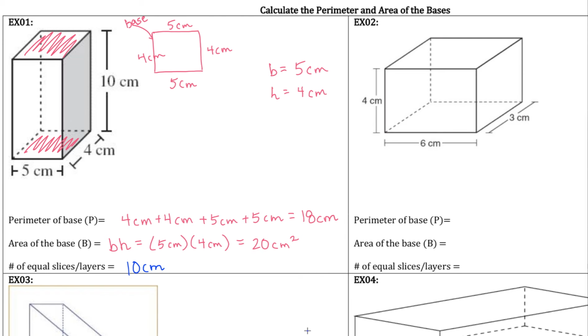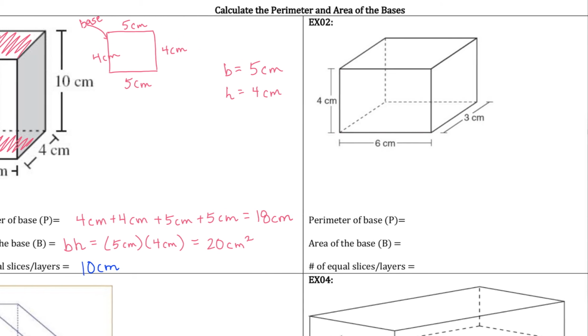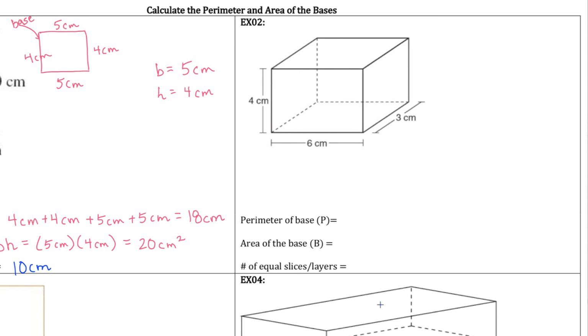All right, let's do this again. So first thing I want you to do, shade in the bases. And then I want you drawing. Okay, so 6 centimeters. I don't know why I keep drawing C, 6 centimeters. Oh, because C was next. And 3 centimeters. The perimeter is the distance around.